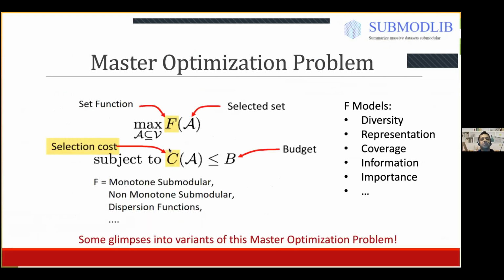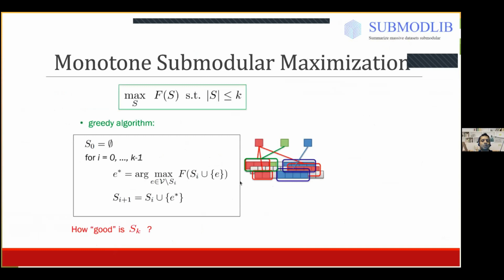The master optimization problem is that you want to maximize this function f, which could be either the submodular function, MI function, CG, or CG-MI function, subject to some cardinality constraint. Let's get some glimpses into variants of this master optimization problem.